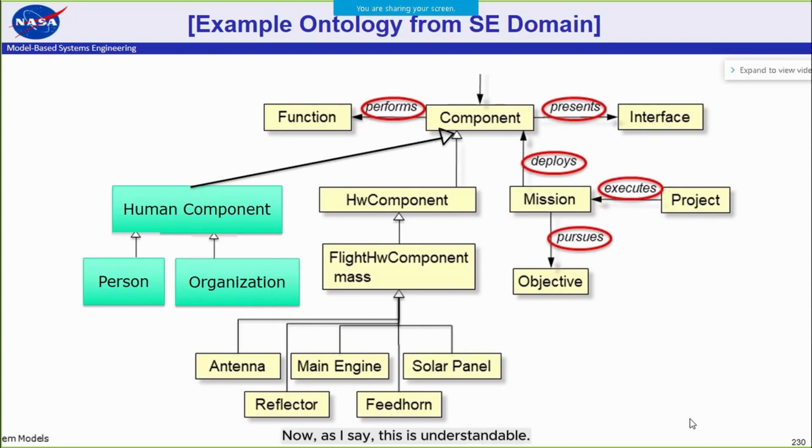Now, as I say, this is understandable. They're systems engineers. They're interested in that big system, which is executing the Mars mission, and which has the objective of taking human beings to Mars. Then there are various components in that big system, some of which are human beings, some of which are organizations, and some of which are hardware. It's just that that's not the way the word component is used by normal people who get to see this and may need to use it.